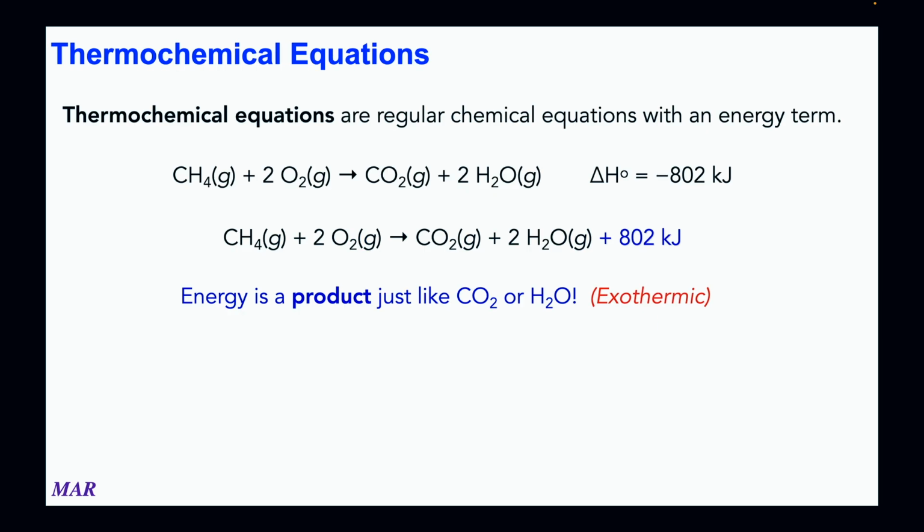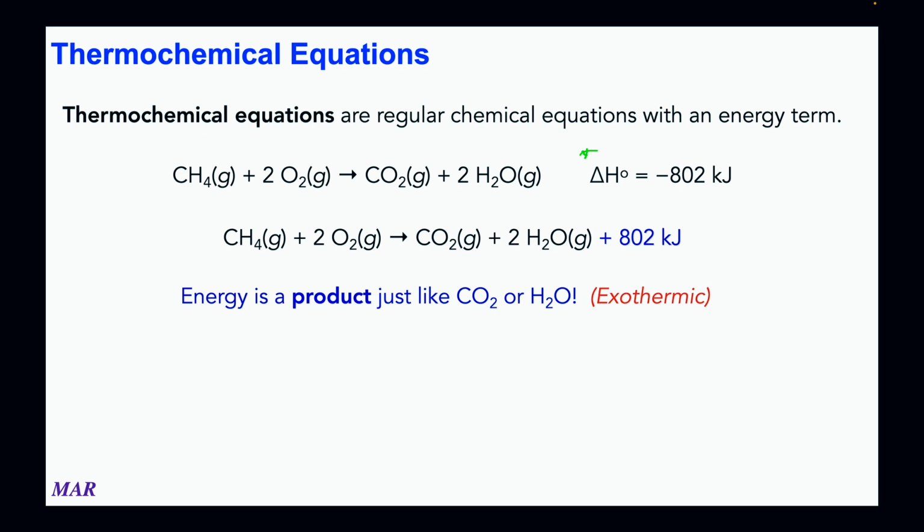These thermochemical equations are just regular chemical equations, but they have the energy part associated with it. And there are different ways to write the energy component. So what we'll do most of the time is what you're seeing in the top right there. This is methane and oxygen making CO2 and water, and the delta H value minus 802 kilojoules.